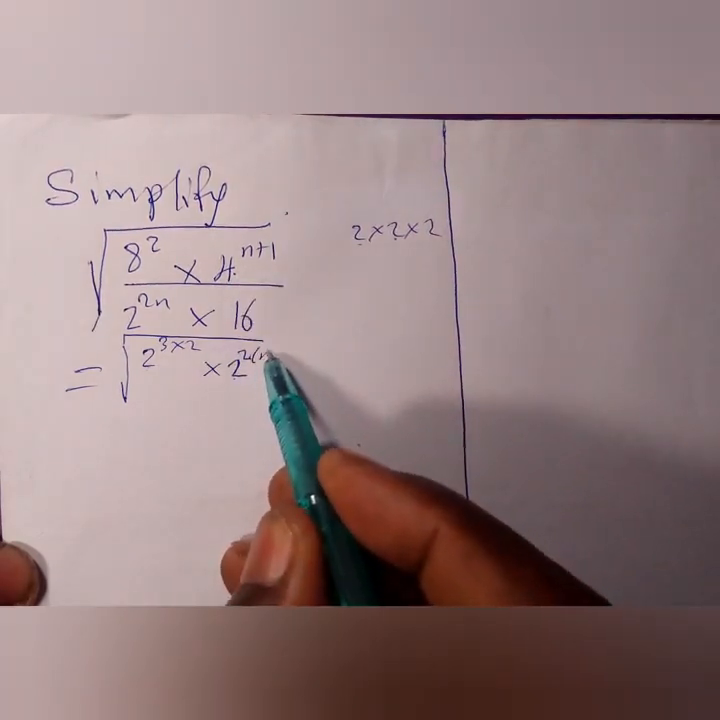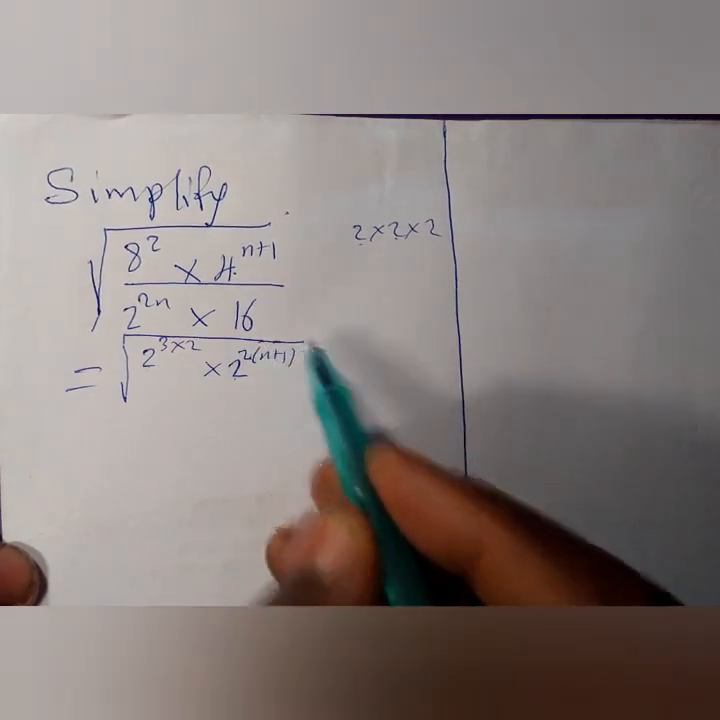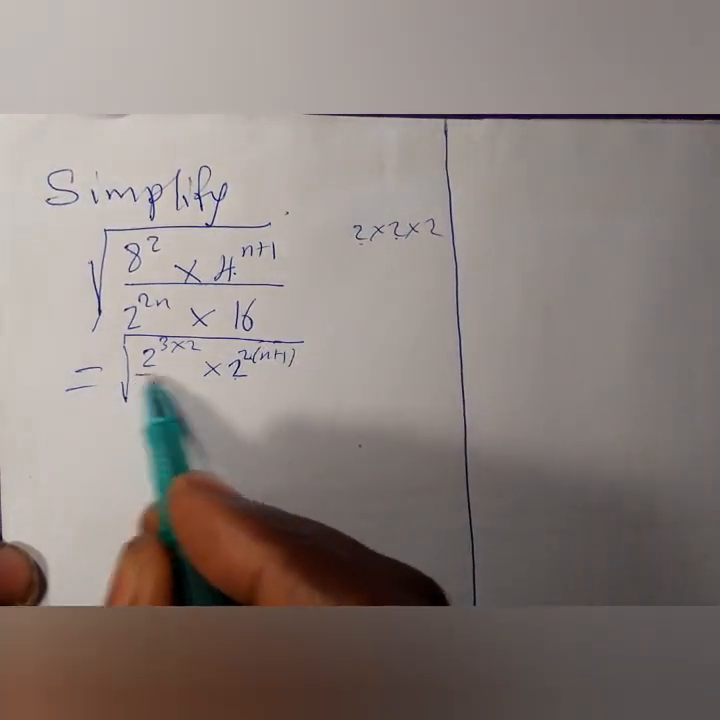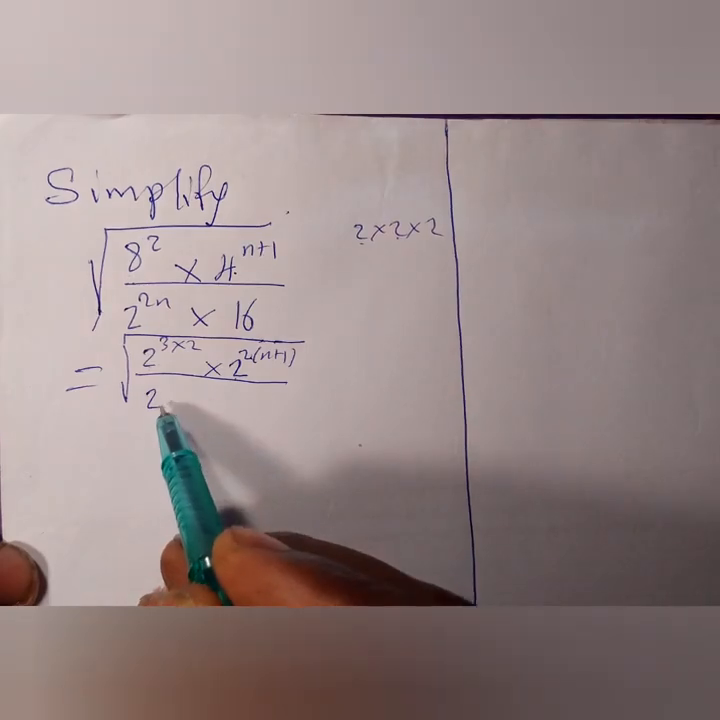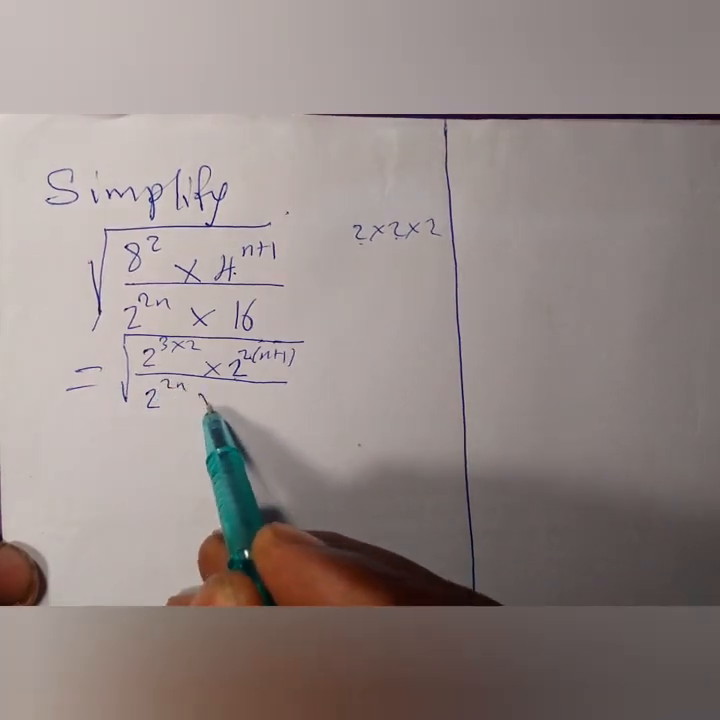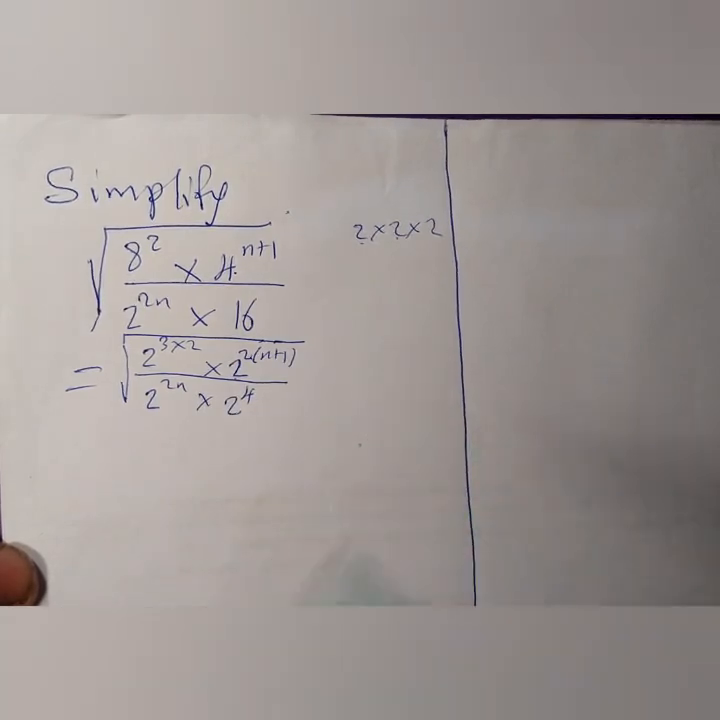So open bracket, n plus 1, close the bracket, all over. Then we bring this one, which is already expressed for us, 2 raised to the power of 2n, multiplied by 16, which is now 2 raised to the power of 4, because 2 times 2 times 2 times 2, up to 4 places, will give us 16.